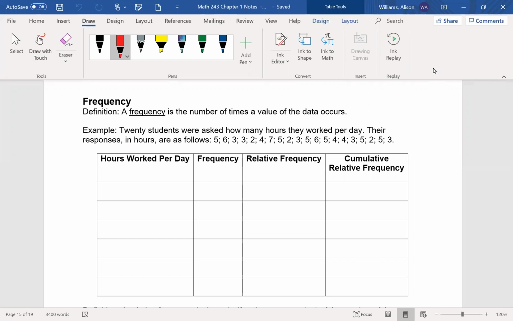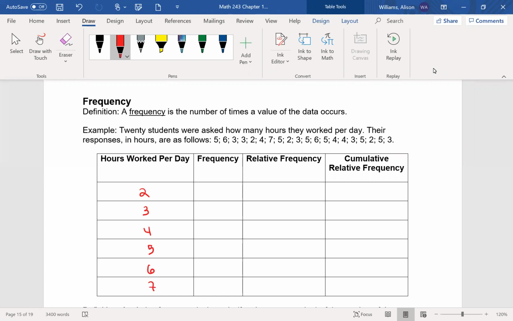20 students were asked how many hours they worked per day, and their responses in hours are as follows. Okay, so we have this list of data, but it would make sense to count up how many people said 5, how many people said 6, and so forth. So I can see just by scanning the list that the lowest data value is 2. So I'm going to put that first. And it looks like we do have a 3, 4, 5, 6. And the highest value is 7.